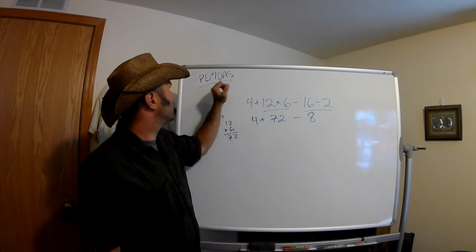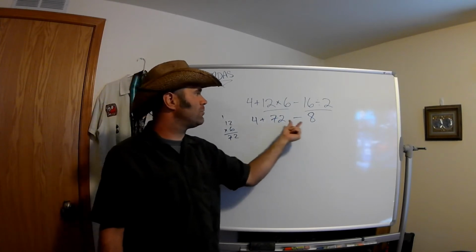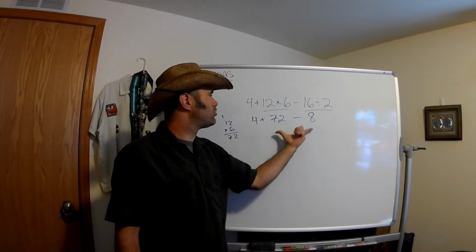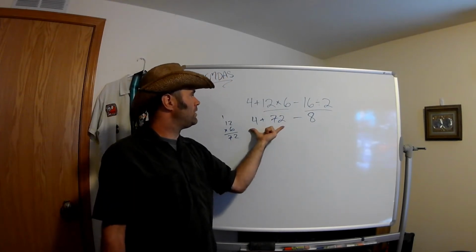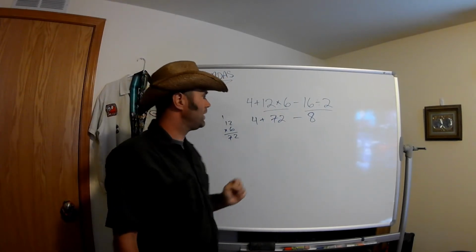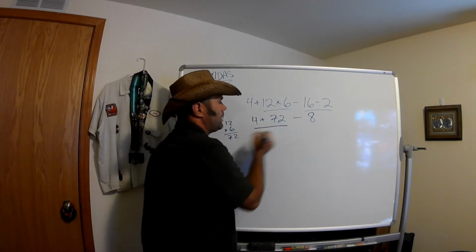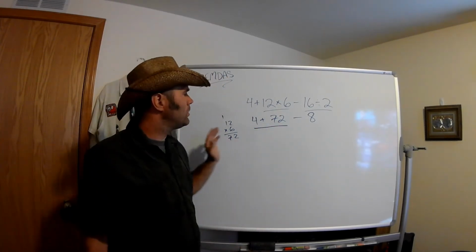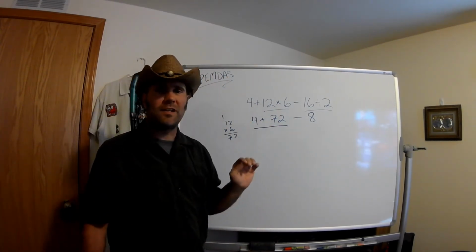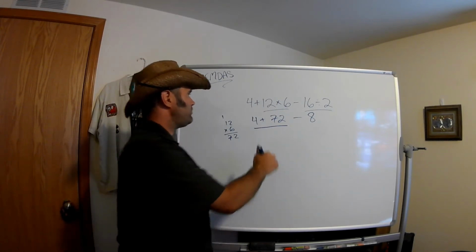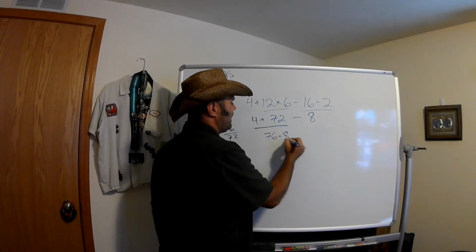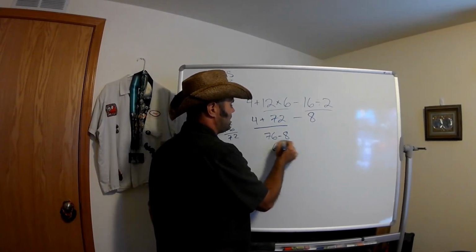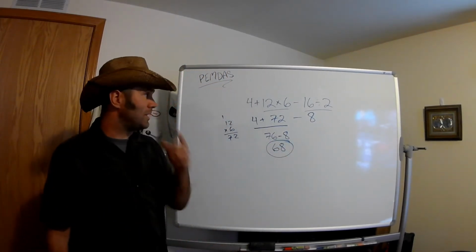Now we're just doing addition and subtraction. And again, addition and subtraction are equals. So truly you could do 72 minus 8 first, or you could do 72 plus 4 first. Either way, I'm just going to go with the first two terms, because we usually want to move from left to right to make the least amount of mistakes. So 72 plus 4 gives us the 76 minus 8, which gives us the 68. And we get 68 here.